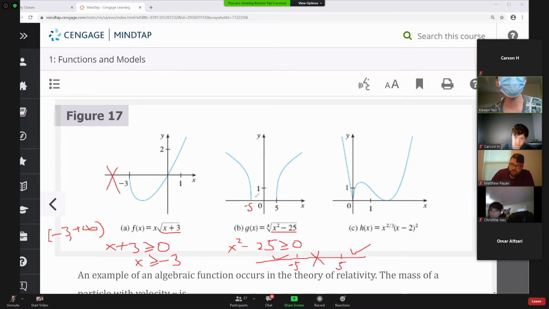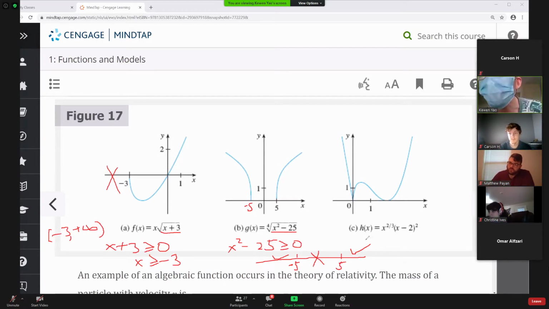Right? So from negative infinity to -5, union from 5 to positive infinity. So please remember how to find the domain for a function. We have found the domain for these, right? The union from negative infinity to -5 closed, and from 5 closed to positive infinity. So that is the domain.